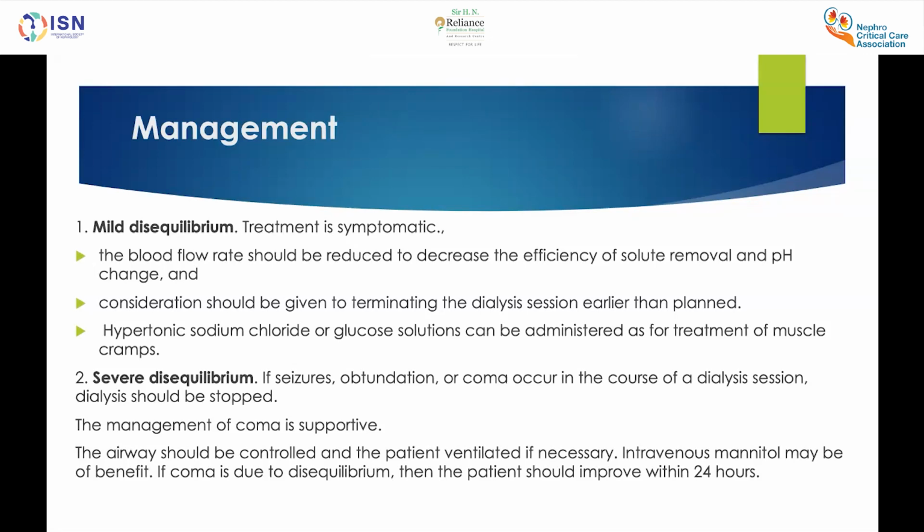Now, severe disequilibrium, like when we have seizures or obtundation or coma, then dialysis should be stopped. Supportive treatment: the airway should be controlled. If required, the patient would need ventilation. So, supportive and symptomatic treatment for severe disequilibrium. Intravenous mannitol may be of benefit. And if coma is because of disequilibrium, then the patient should improve within 24 hours.